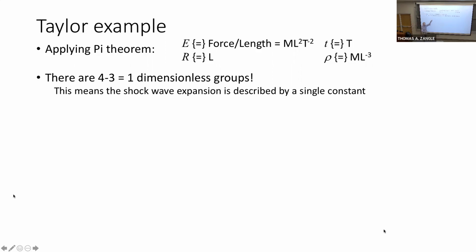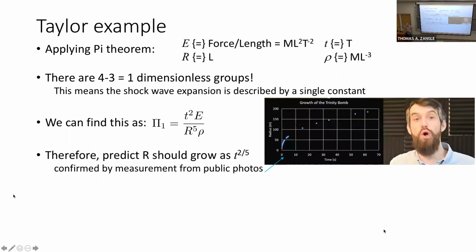You can do it experimentally, or you can use the known density of air, and the time and length scales that you need from the images, and figure this out. Through dimensional analysis, using the techniques that we learned a couple of days ago, we derive pi 1, a little more complicated than what we saw before: t squared E over rho r to the fifth. And so this predicts that r should grow as t to the two-fifths.